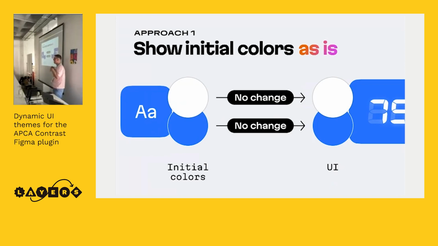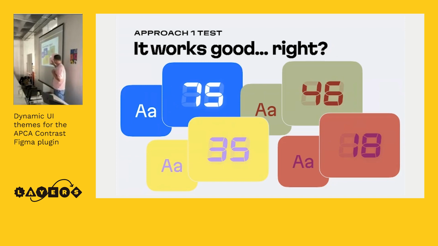This is our approach. Let's test how it works. I prepared a few samples, and we kind of can read all the numbers. This one is not good, but we can. So it looks like this approach works well, right?